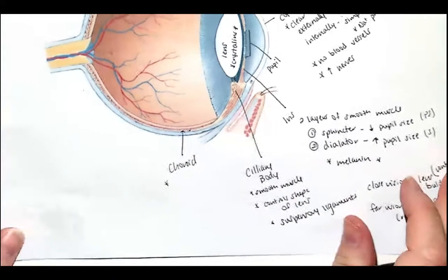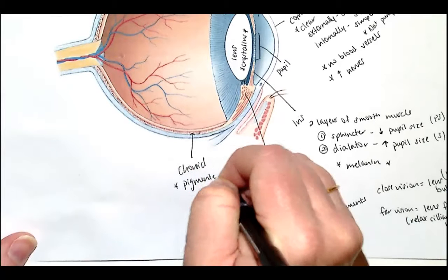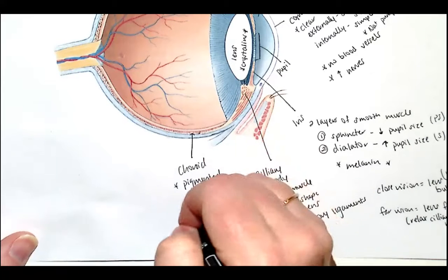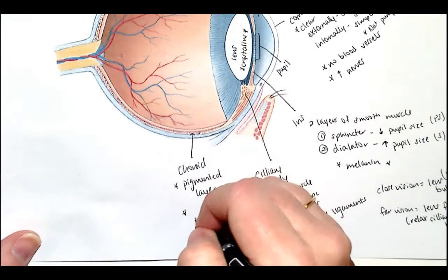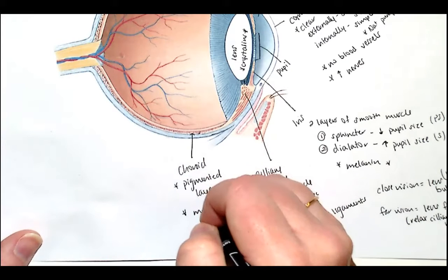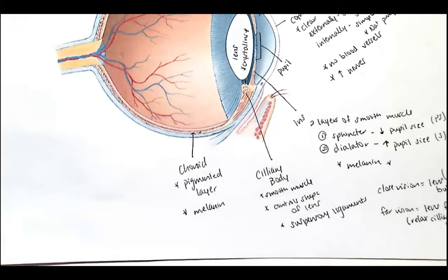This is a heavily pigmented layer. So what do you think it has lots of? Full of melanin. Tons of melanin. What kind of melanin? Blue, green, brown. And the job of the choroid is to absorb extraneous light.